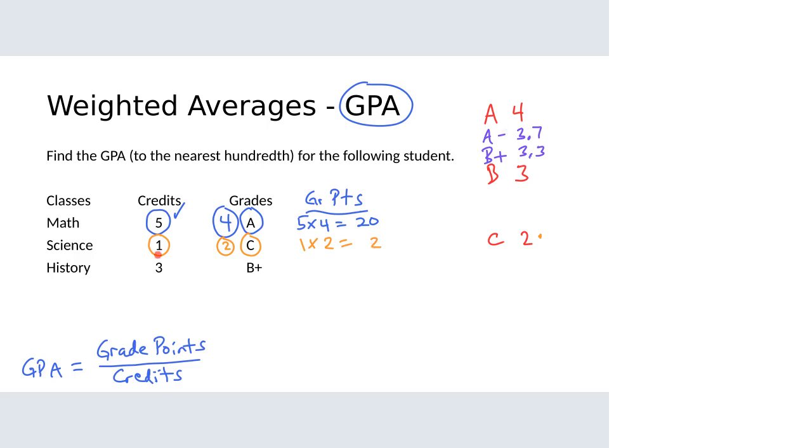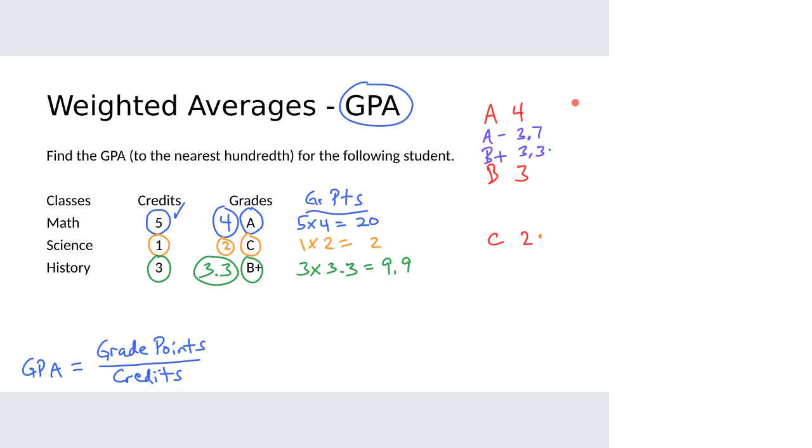And then finally, this 3 credit history class, they got a B plus. A B plus is 3.3 grade points per credit. So a 3 credit class times 3.3 grade points per credit. Let's see, 3 times 3.3, that's 9.9 grade points for that class.